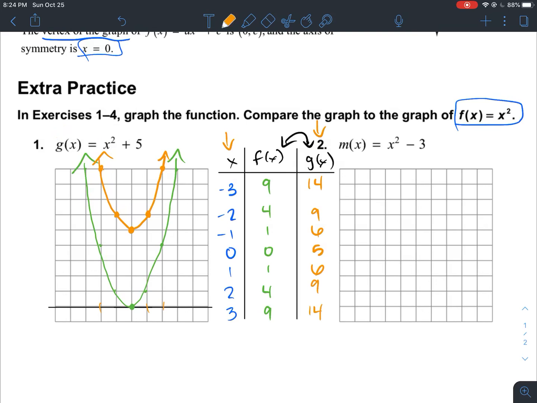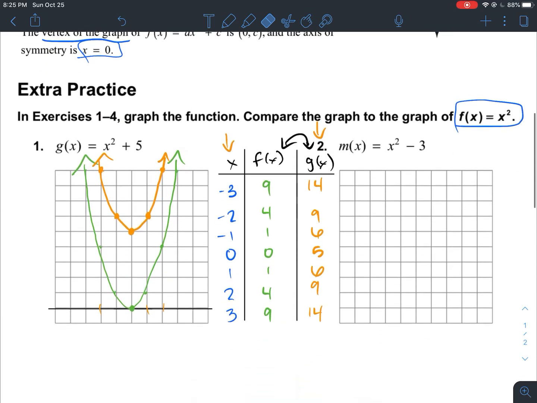So remember last time how we had vertical stretches or shrinks, and what we noticed from the difference between the parent function and those type of functions is that we were multiplying the outputs by the number that was out in front right here of the x squared. That's how we got the stretch.